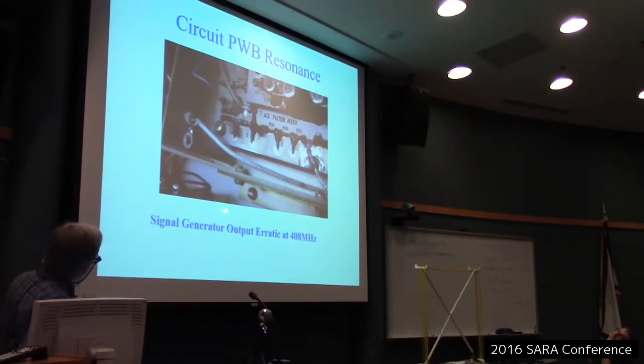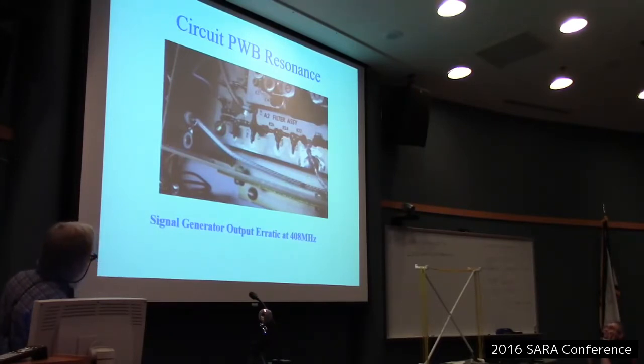And of course the signal generator output had to go erratic at exactly 408 megahertz, because that's the frequency I test things at. There's something about Murphy's laws: if I had been trying to work on something at 350 megahertz, I probably wouldn't have even noticed it. But at 408, you move the frequency just slightly, and the output of the generator changes considerably. And I thought, well, what is going on here?